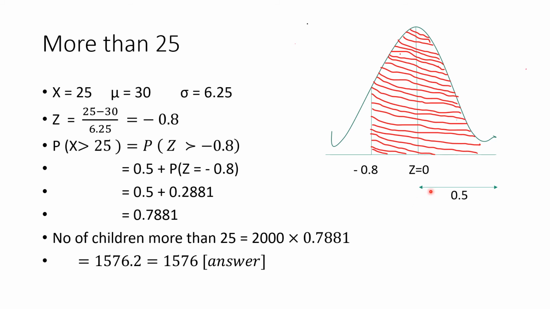The probability from this point to this point is 0.5. You get it? Now, you have to calculate the probability from this point to z is equal to 0 and add both these values. So your answer is going to be 0.5 for this place plus the probability ranging from this point to this point. So 0.5 plus probability of z is equal to minus 0.8. This answer 0.2881 will be given to you in the question. Answer is 0.5 plus 0.2881 is equal to 0.7881.